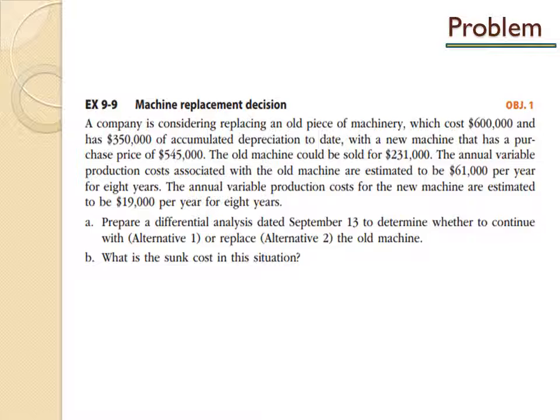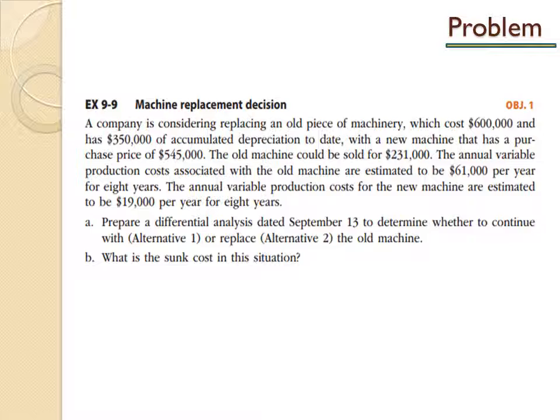This is our fifth short problem, which is EX9-9 machine replacement decision. A company is considering replacing an old piece of machinery which costs $600,000 and has $350,000 of accumulated depreciation to date, with a new machine that has a purchase price of $545,000. The old machine could be sold for $231,000. This is a relevant cost.